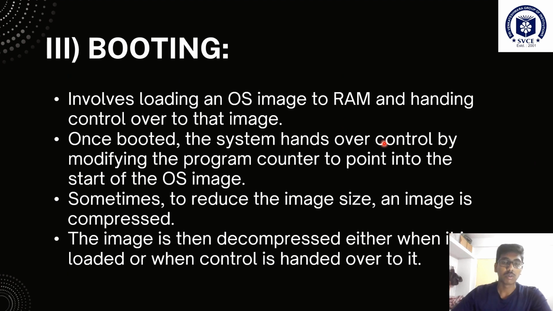Booting involves loading an OS image to RAM and handing control over to that image. Once booted, the system hands over control by modifying the program counter to point to the start of the OS image. Sometimes to reduce the image size, an image is compressed. The image is then decompressed either when it is loaded or when the control is handed over to it.